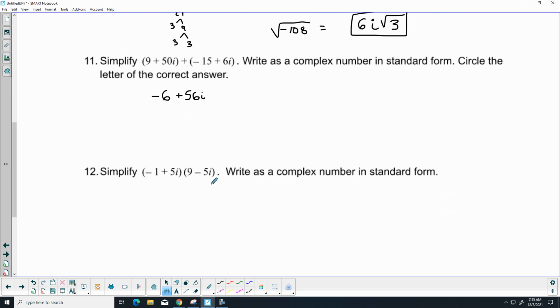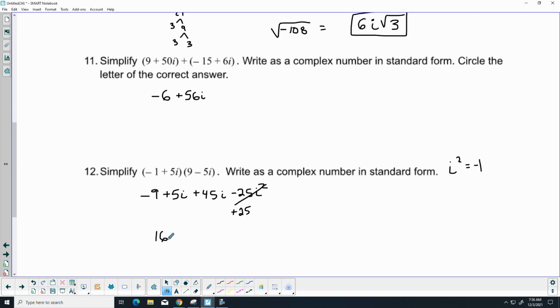All right, this one is a multiplication. Make sure you're always looking at the sign in between the parentheses. I'm going to have to FOIL: negative 1 times 9, negative 1 times negative 5i, 5i times 9, and 5i times negative 5i is negative 25i squared. You need to remember, i squared is the same thing as negative 1. So really, that's negative 25 times negative 1. What I'm really doing is adding 25. So negative 9 plus 25 is 16.